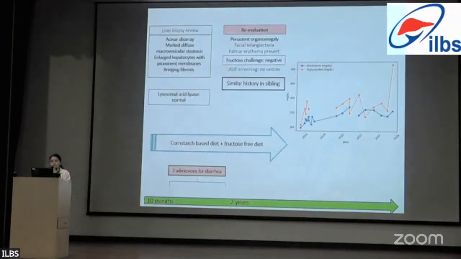The child was treated on the lines of GSD and HFI and started on a cornstarch-based diet and a fructose-free diet. On further evaluation, the child was admitted for re-evaluation at 2 years of age. At this point, he had persistent organomegaly. Now there was presence of facial telangiectasia and palmar erythema. We admitted the child and did a fructose challenge, which came out to be negative. Upper GI screening was also done, which did not reveal any varices. And now he had a new sibling, who also had similar complaints in the form of organomegaly.